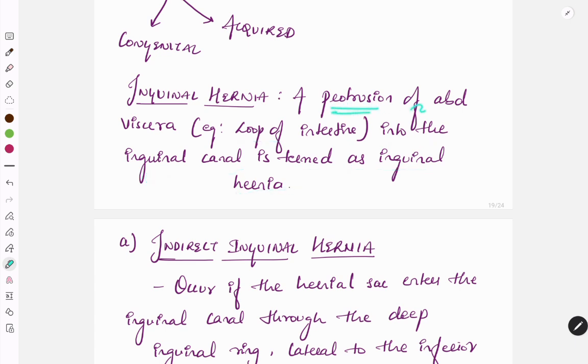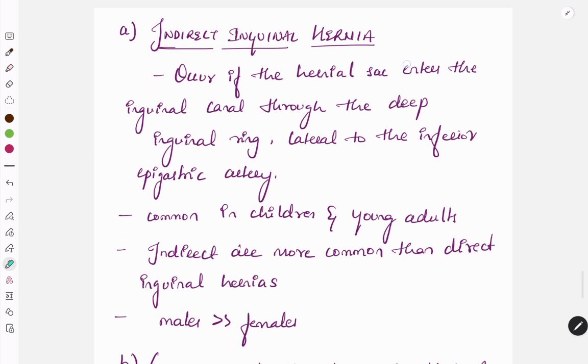So when a protrusion of the abdominal viscera takes place in the inguinal canal, it is termed an inguinal hernia. First we will be looking into indirect inguinal hernia. It occurs if the hernial sac enters the inguinal canal through the deep inguinal ring, lateral to the inferior epigastric artery. If this is the epigastric artery present, laterally a herniation is happening, and that too through the deep inguinal ring.